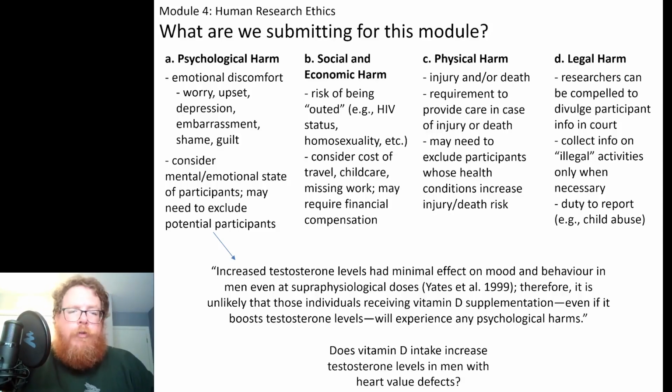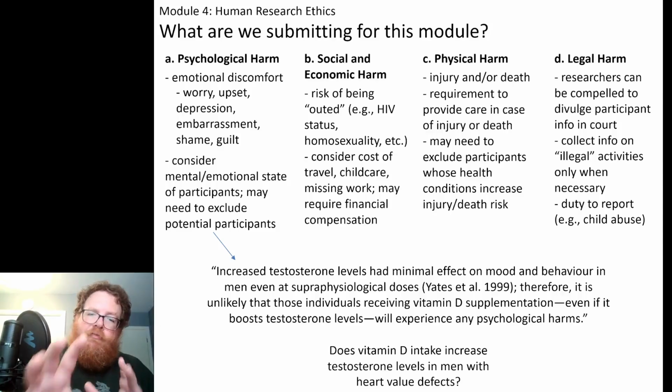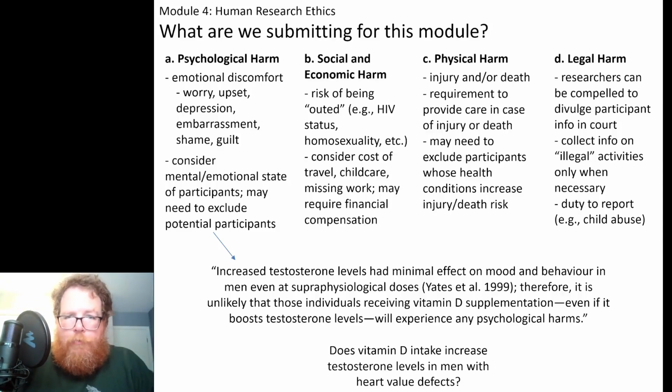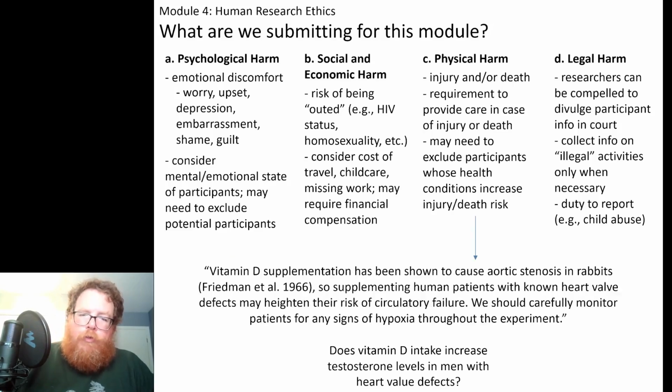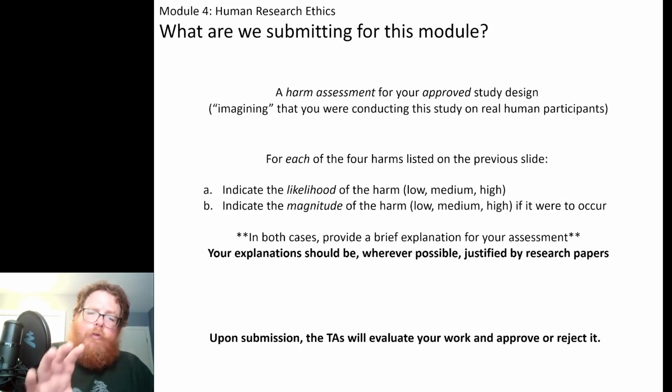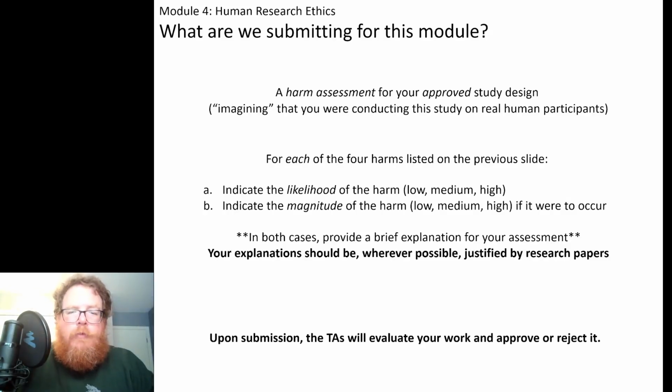So this is what we're kind of looking for you to do. We're looking for you to, again, assess the likelihood and magnitude of each of these 4 harms for your study and to provide an evidence-based justification for that assessment. Okay? So you're going to do that. You're going to submit it via Quirkus, like you submit all the modules, and the TAs will then evaluate your work and either approve it or reject it. If they reject it, you'll get feedback and you'll make the changes that they've asked you to make. And of course, if they approve it, then you're fine and you'll move on to the next module.